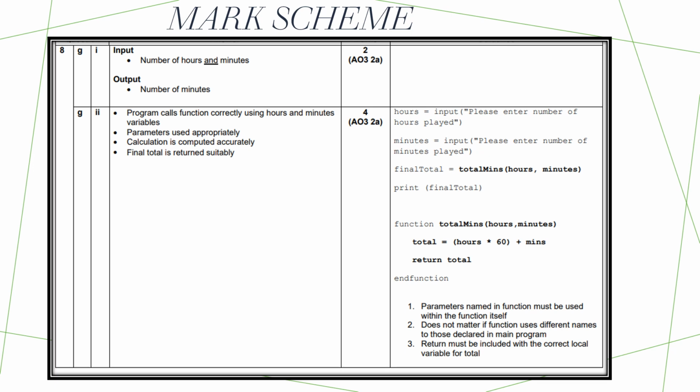So there's 4 bullet points. You need to put in the function getting called correctly, so total mins with hours and minutes in the brackets. And when you are creating your actual function, you need to give it a sensible name and put your parameters in, and then do the actual calculation and make sure you put the word return in as the third point. Okay, check your marks and then we can move on to the last question.